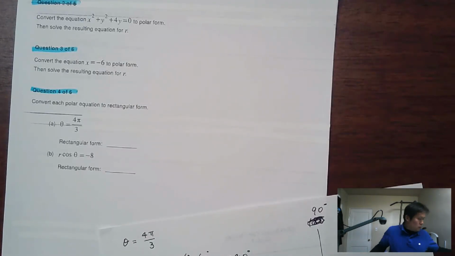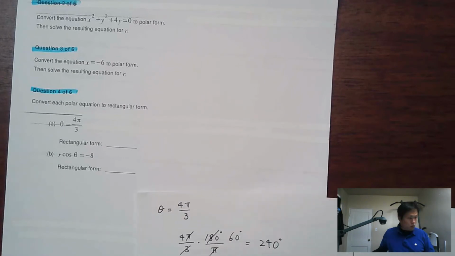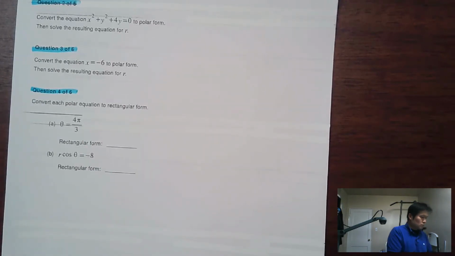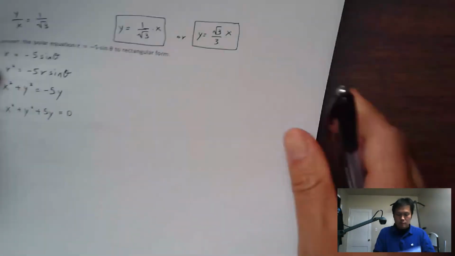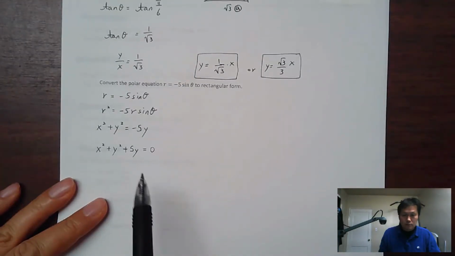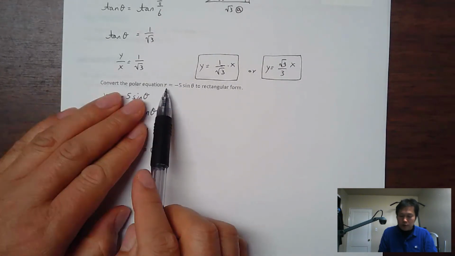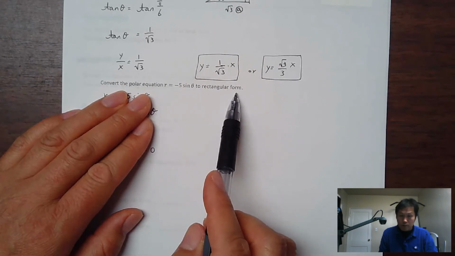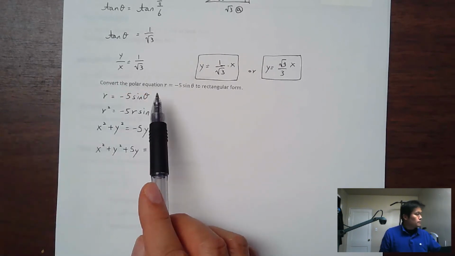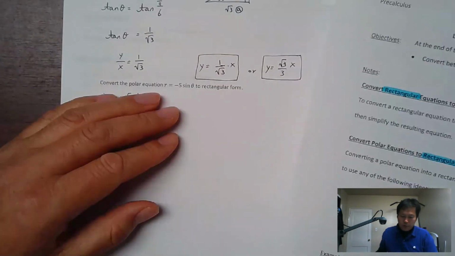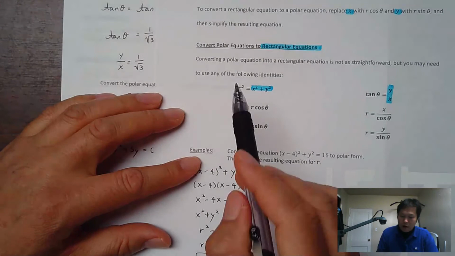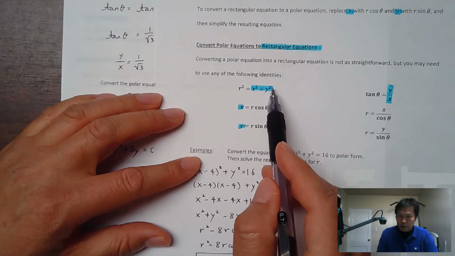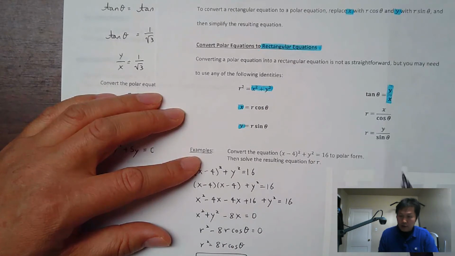There is another style you need to know. And that's going to be this question. Convert the polar equation r equals minus 5 sine theta to rectangular form. So if you look at the formula paper, we have r squared equal to x squared plus y squared. r could be also this way.